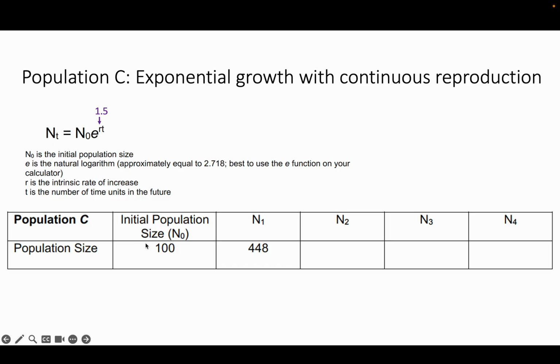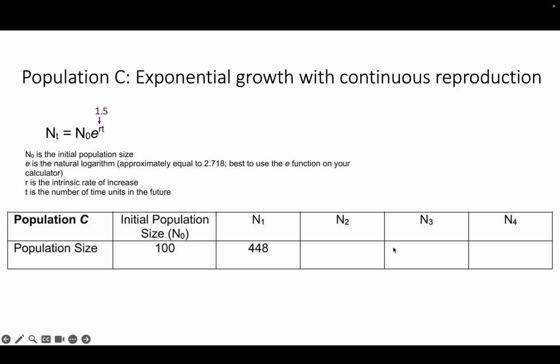So all we're going to do to get to N1 is to take the initial population here, multiply it by e to the power of 1.5 times 1. Since it's the first generation, the time is going to be 1. And then when you do that, you're going to get a total of 448.